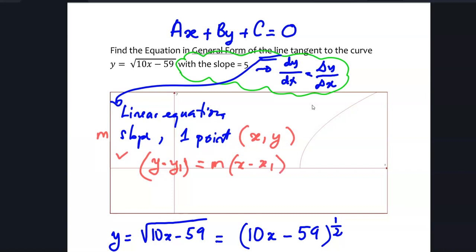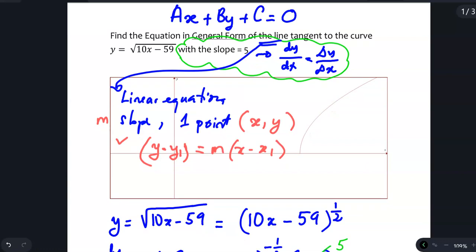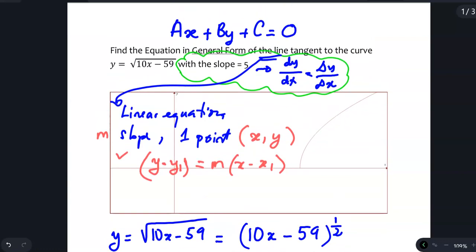After I find the equation using this point slope form, I can go ahead and convert it into the general form. That's why we differentiate, because the slope of the line tangent to the curve is in fact the derivative of this curve, of this function here.